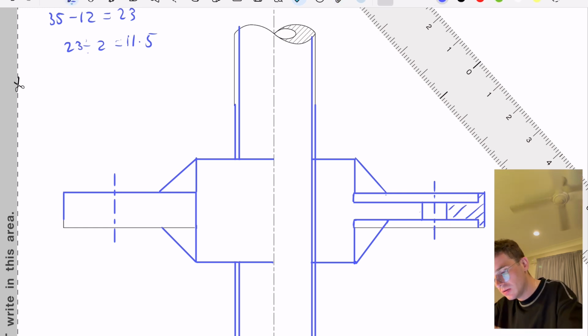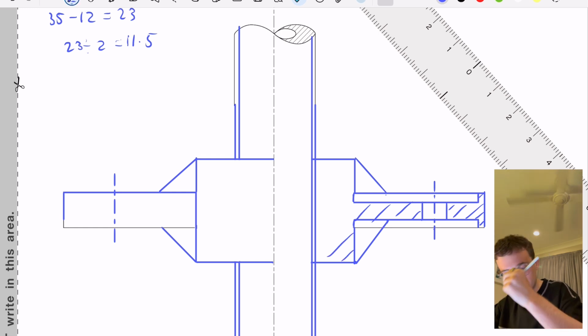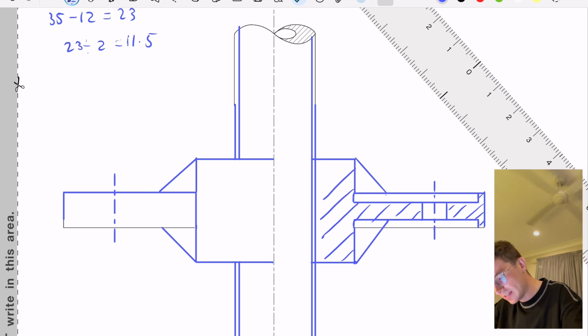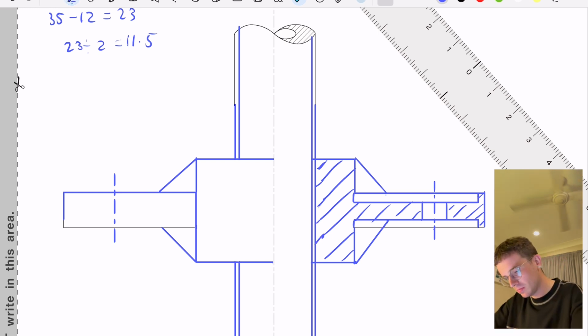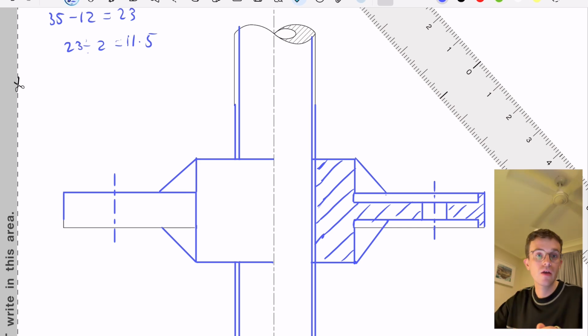Then we're going to hatch. We're not hatching our holes. We don't hatch holes. That would imply that the object is thick there, but no, there's a gap there. Okay, that's our nice hatching. We'll probably do a few more.